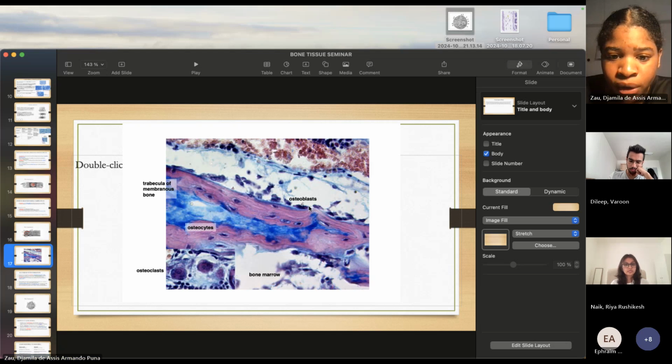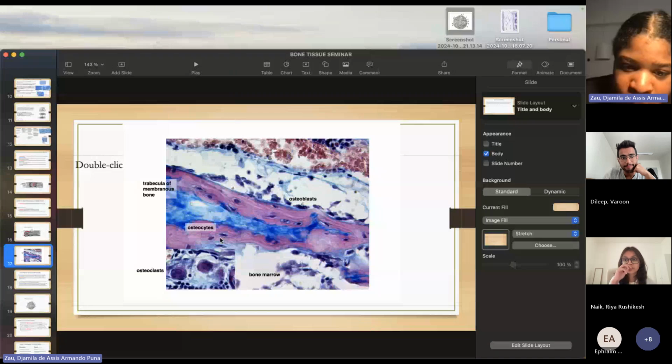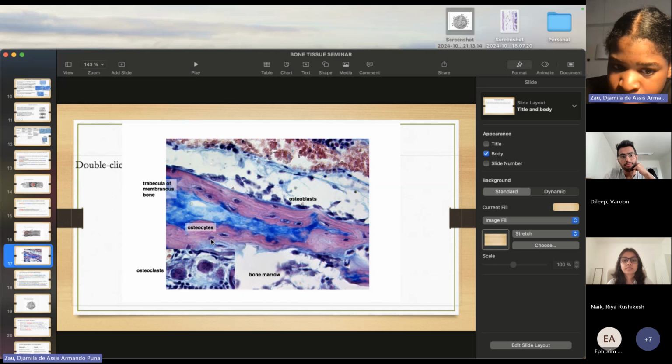Here are the osteocytes. What is this pink thing surrounding it? Because I already mentioned it. At what point do osteoblasts turn into osteocytes? Osteoblasts secrete something, they become embedded in it, and then they turn into osteocytes. What is this thing that they secrete, which is this pink thing?